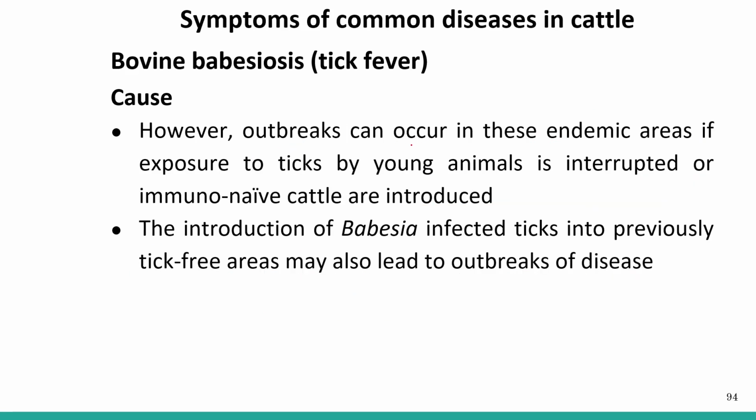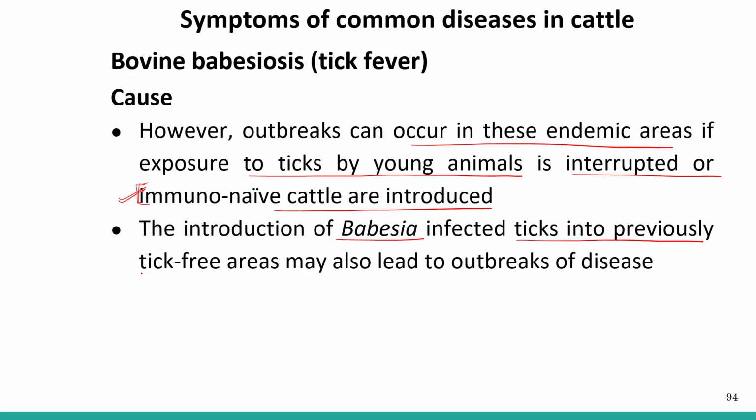However, the outbreak can occur in these endemic areas if the exposure to ticks by the young animal is interrupted or immunonaive cattle are introduced. So if we introduce immunonaive cattle to this particular area, then we can control at that particular level. The introduction of Babesia-infected ticks into previously tick-free areas may also lead to the outbreak of disease.